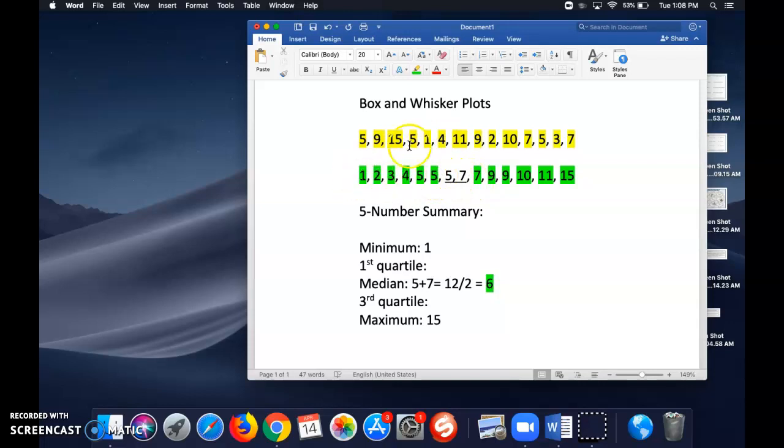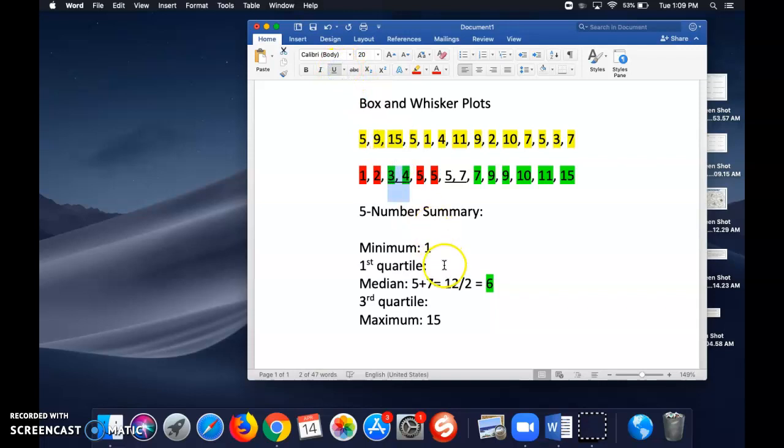So again, I'm going to do the same thing. I'm going to look right here and highlight this one in red for you to see. So we have 1 and 5 are gone. 2 and 5 are gone. And once again, I'm stuck with these two in the middle right here. So it looks like 3 and 4 are my median.